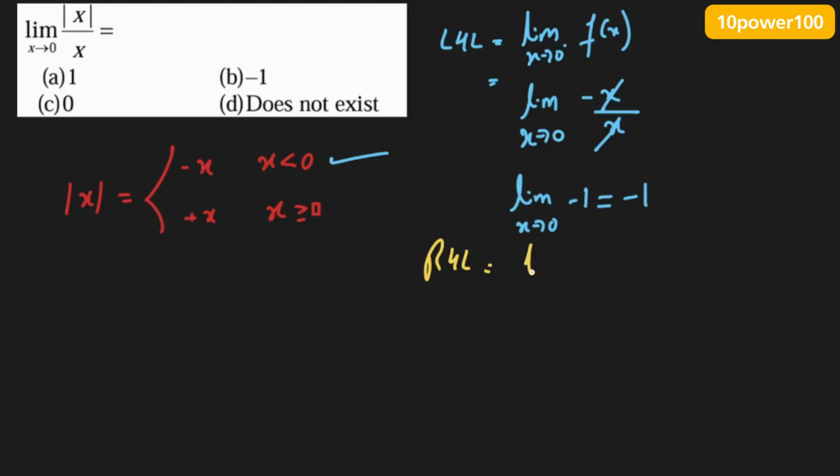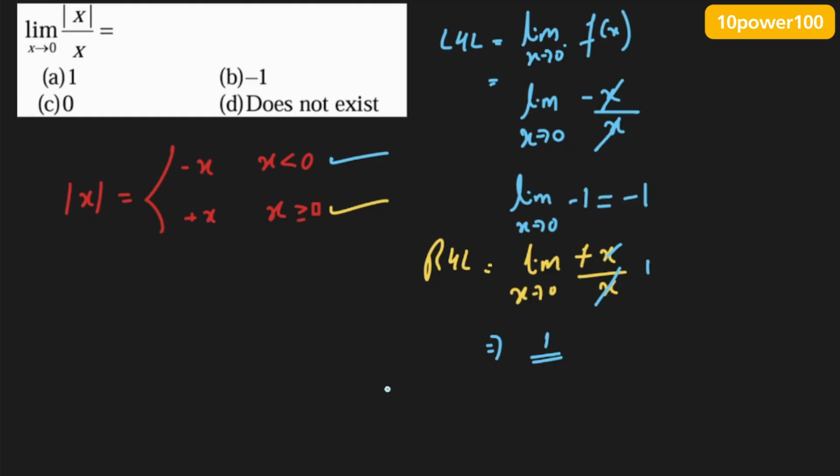RHL is equal to limit x tends to 0 plus of x by x, the second condition. Here, this is the second condition. So plus x by x, both get cancelled out, and we get 1. So the limit when x is at its limiting value of 1 when x is equal to 0. We won't be able to substitute that, so it is 1 only.